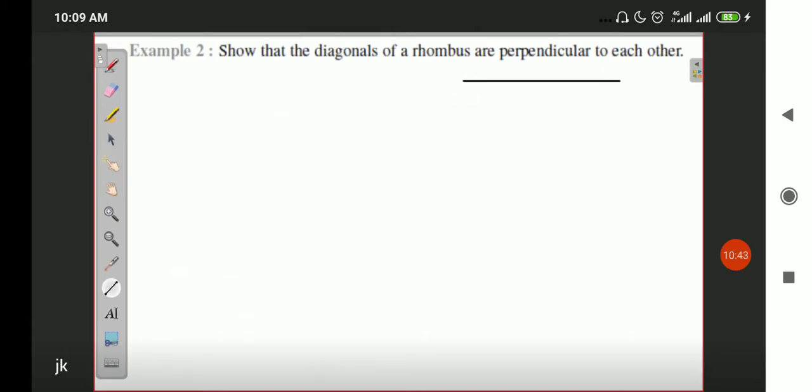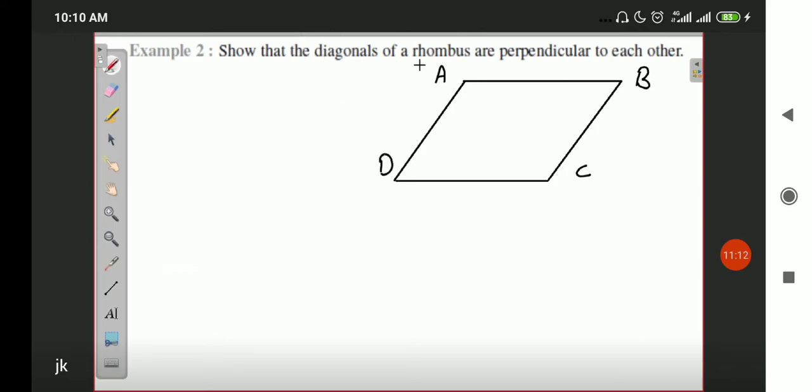So let us make a rhombus. What is a rhombus? A rhombus is a quadrilateral in which all of its sides are equal, or you can say a rhombus is a parallelogram in which all of its sides are equal. Something like this. Let us name it ABCD. What is required of us is to show that the diagonals of a rhombus are perpendicular to each other. That means we will be requiring the diagonals of this rhombus, so let us draw them as well. This is diagonal AC, this is diagonal BD.